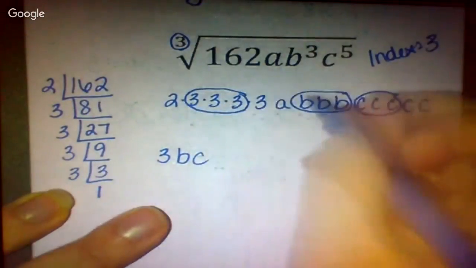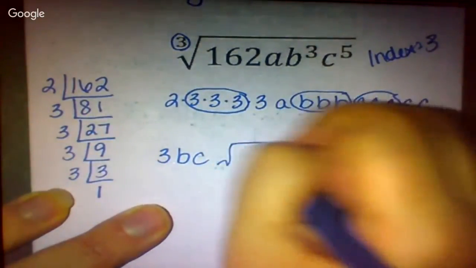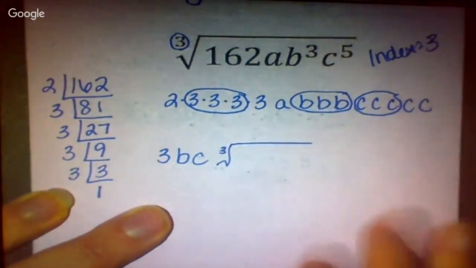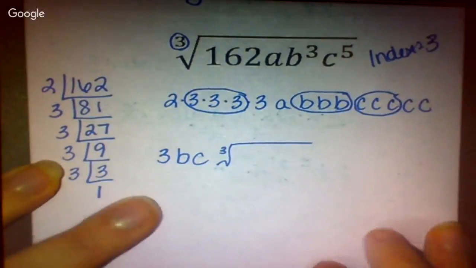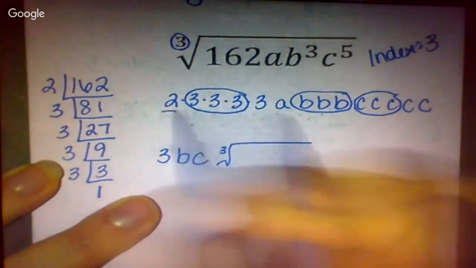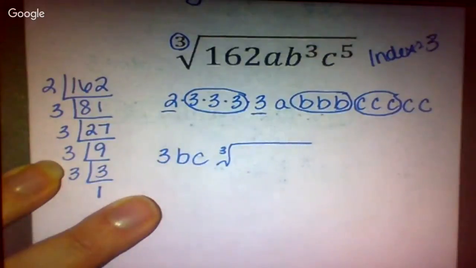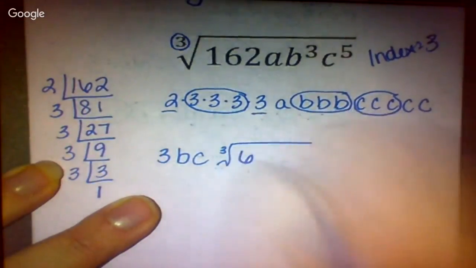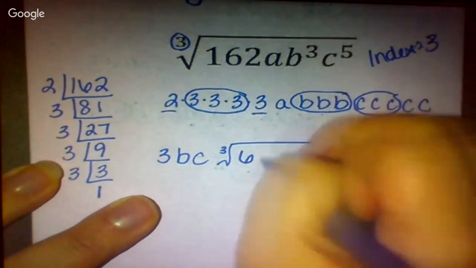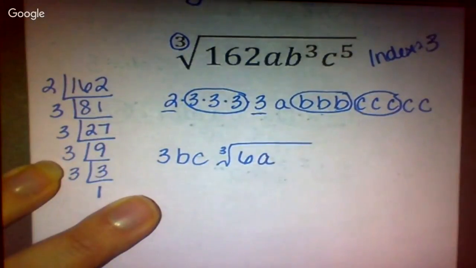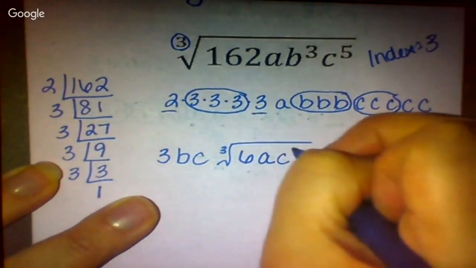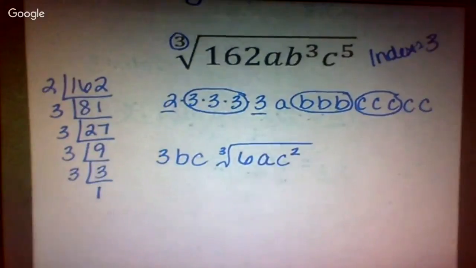Okay, now everything else goes back underneath the radical. So you need to write your cubed root. Okay, I have a 2 and a 3 left over. 2 times 3 is 6. I have 1 A, so that's A to the first. 2 C's, so C to the second.